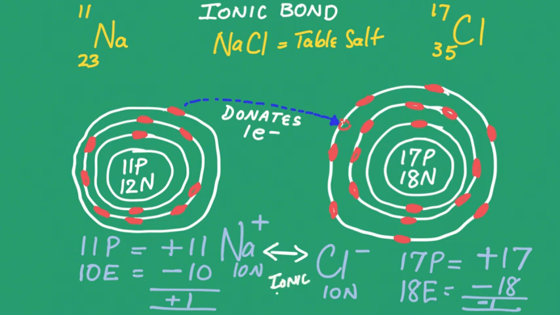The opposites attract, and these 2 ions are held together by an ionic bond, and that's how we get sodium chloride. So let's look at another example of an ionic bond. This time, we'll look at potassium chloride.